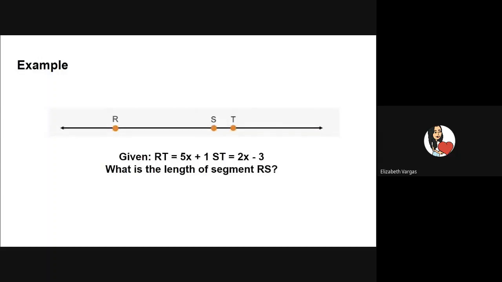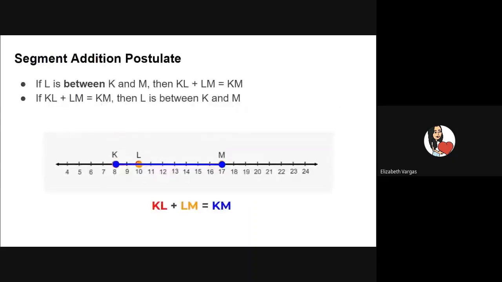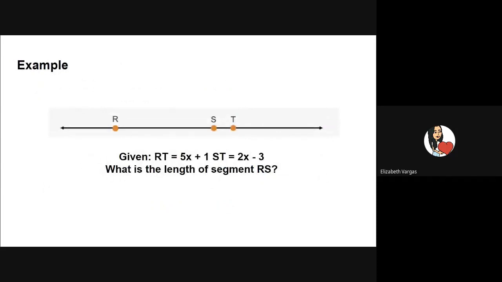Here is an example of where we would use the segment addition postulate, but in this one we're not given exact values like we're normally given. So we want to see how we would solve this. Let me go ahead and share my other screen, and then we'll solve this problem together.